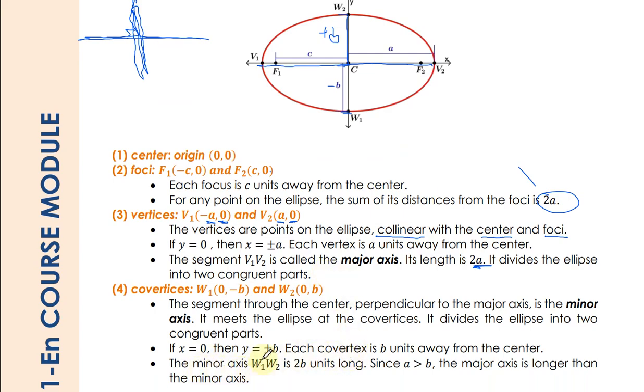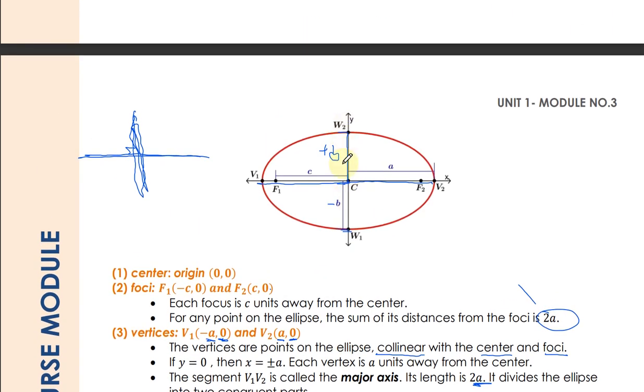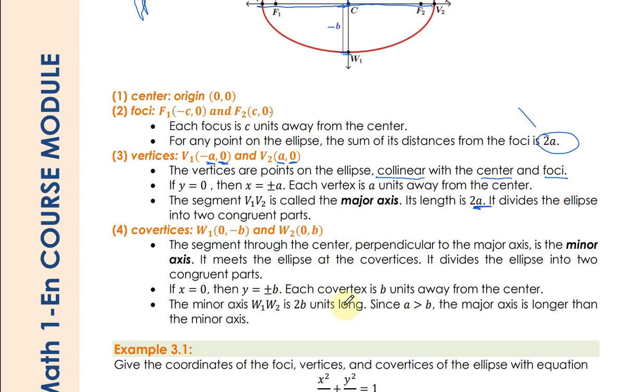So the minor axis W1, W2 is 2b units long, no? Natay b, then napuntay b dari. So i-add yung duha, that is 2b. And since A is greater than B, then the major axis is longer than the minor axis, no? Always man nga mas dako si A ni B.